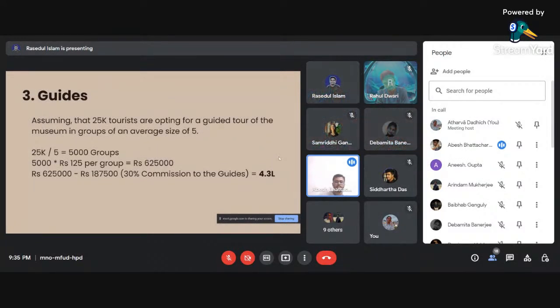So, assuming that of 2 lakh tourists, only 25K tourists opt for a guided tour, and we divide them into an average group size of 5, that amounts up to 5,000 groups. With an average price of 25 per head, the total comes out to 6,25,000. Assuming that the guides take a 30% commission, there's still a net profit of 4.3 lakhs. So, these are the ways we would suggest that the Sarmaya Foundation increase their revenue. Thank you.